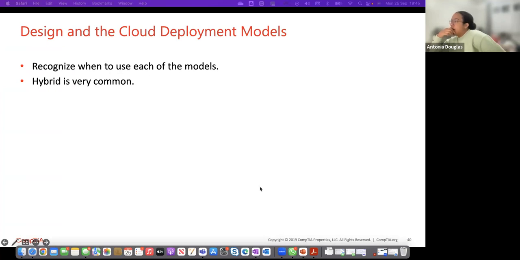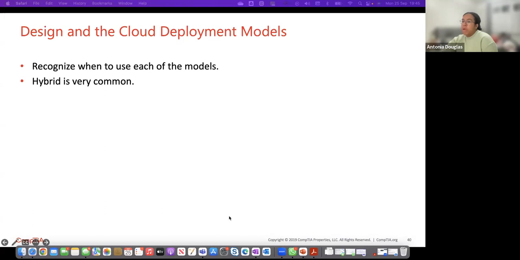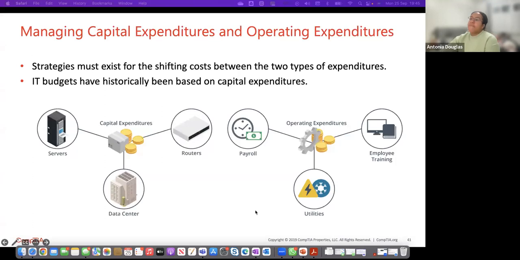Okay, your design must recognize when to use the various cloud deployment models. In many cases, organizations will need to implement a hybrid deployment. You know, that's something that we mentioned earlier. So the hybrid model is said to be very common amongst organizations. So that is the hybrid being a mixture of private and public. I thought it was going to show an example there. But yeah, depend on the organization's requirements.